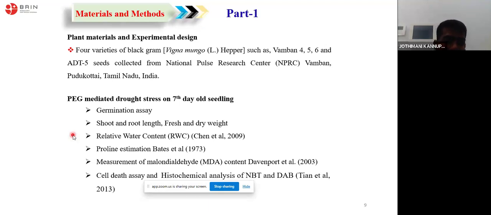We carefully selected and prepared the seeds of our chosen black gram varieties. We measured several key parameters to assess the plant response. This included the determination of shoot and root length, fresh and dry weight, and relative water content, evaluated using the method outlined by Chen et al. We also assessed all parameters using the standard methods mentioned above.